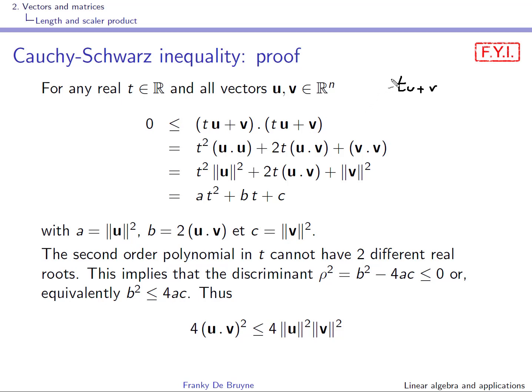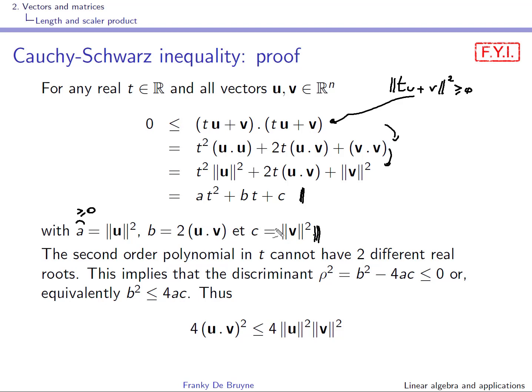And let's have a look at the length of this vector squared. And of course we know that it's positive or 0. Okay. And this length squared, we can rewrite it like this using the scalar product. Now we can go from one equation to the other by the properties of the scalar product, and more in particular the property of distributivity, and we end up with this second order polynomial in t, where a, b and c are defined as follows.